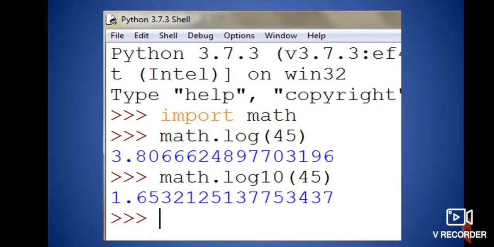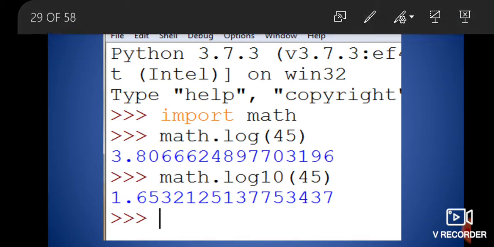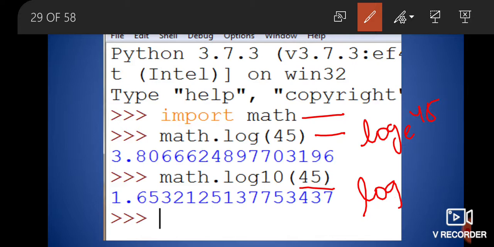See the practical implementation. Here you can see the math module is imported, then math.log(45). So this will calculate log base e of 45, but this one will calculate log base 10 of 45. Clear? So this is how we use these two functions.